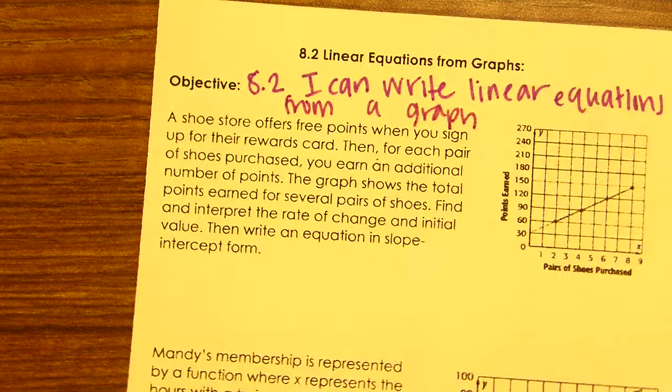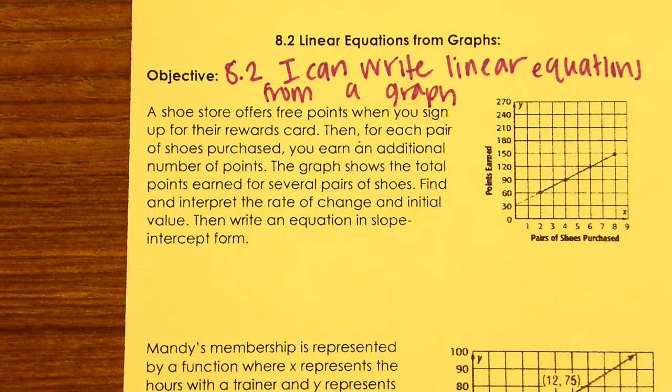It says a shoe store offers free points when you sign up for a rewards card. Then for each pair of shoes purchased, you earn an additional number of points. The graph shows the total points earned for several pairs of shoes. Find and interpret the rate of change and initial value, then write an equation in slope-intercept form.